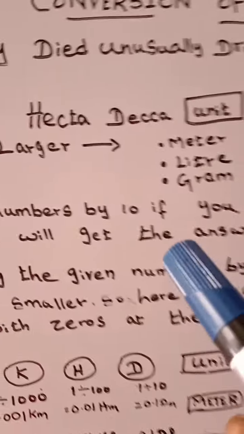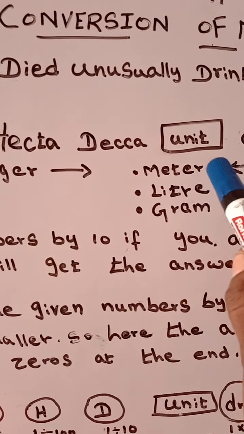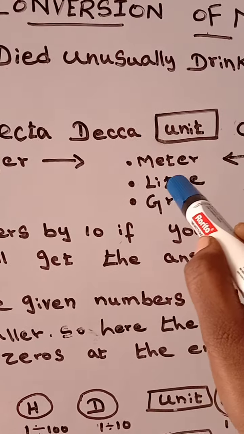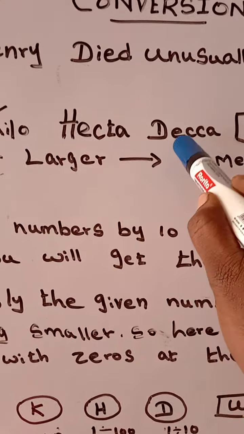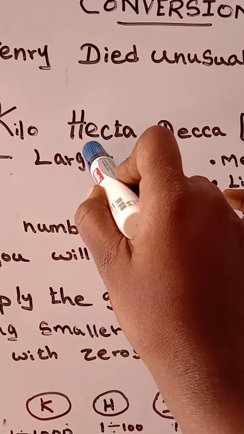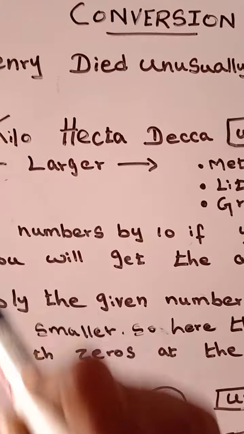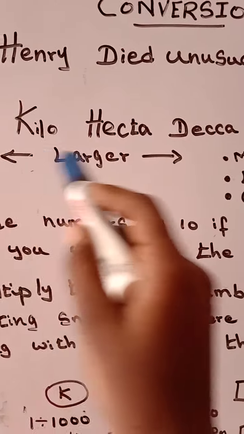Okay, I will show here. So say for example, the unit is meter. Then we are moving toward the larger side. You will have to divide it by 10 in case of deca, 100 in case of hectare and 1000 in case of kilo. Okay, so the answers will be in decimals.